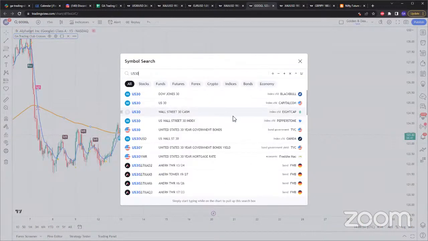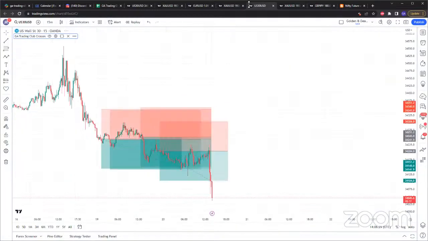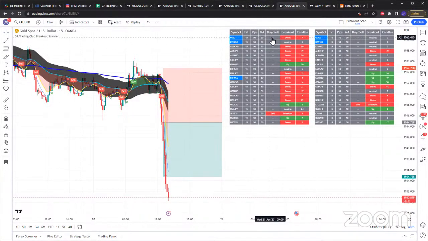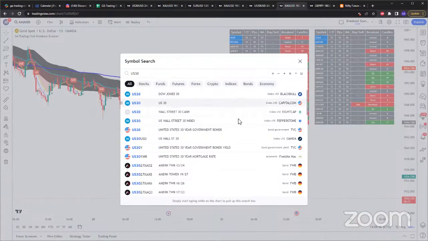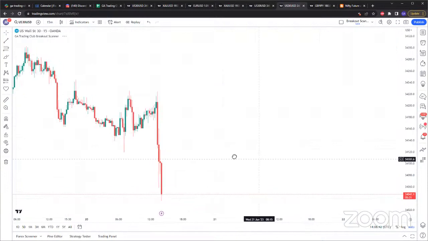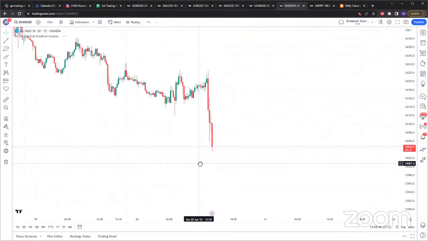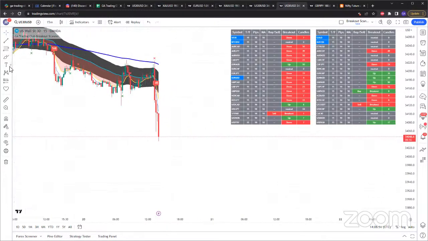And I'm guessing US 30 is also, if we go to the breakout scanner, US 30 should be breaking out to the downside. This is gold. Yeah, there's the sell for US 30.